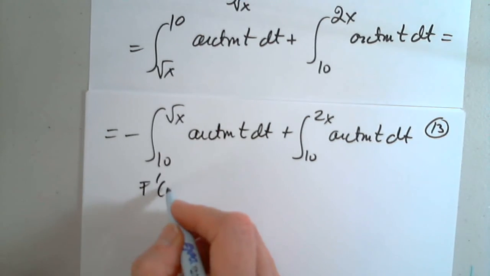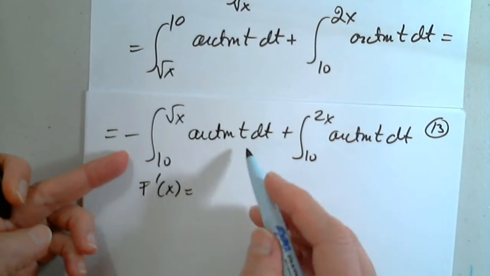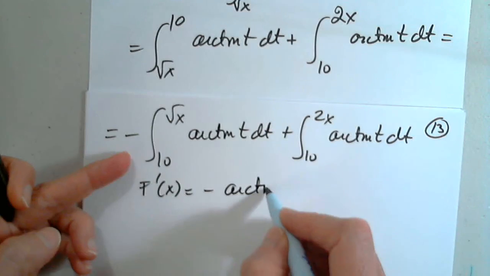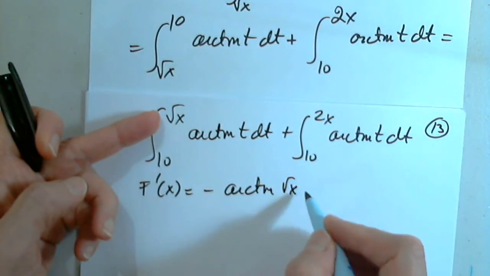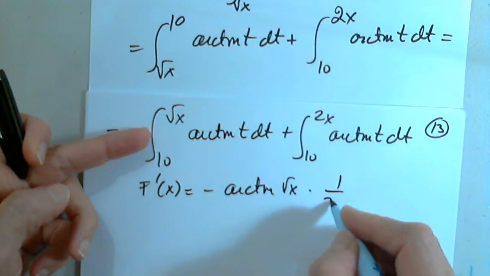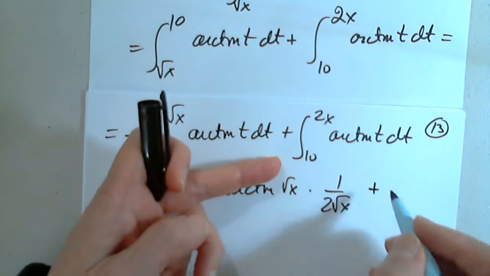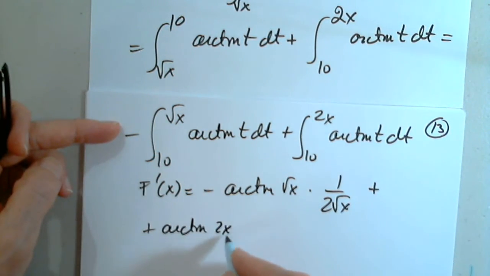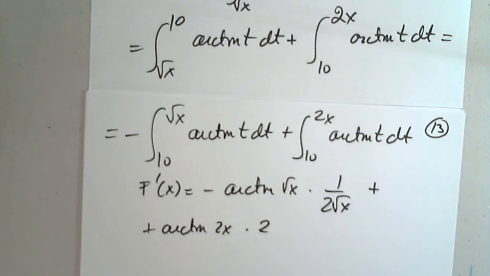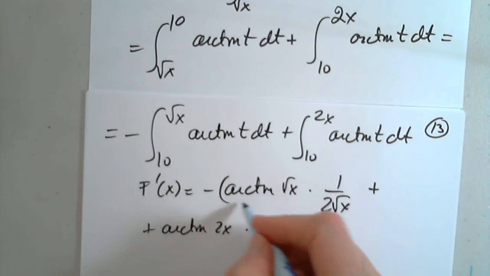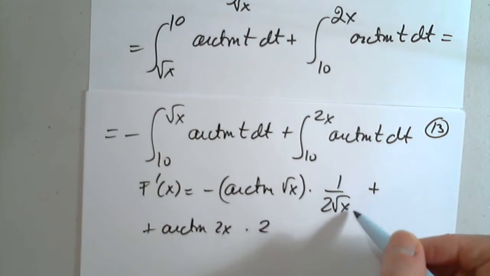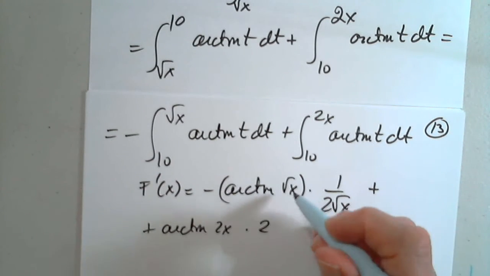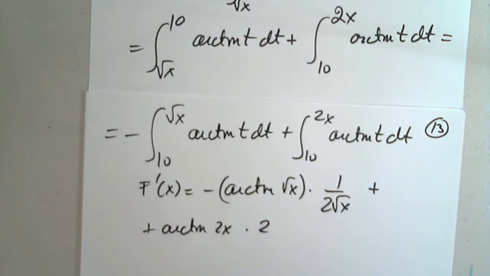And now uppercase F prime. When I differentiate this, I get minus arctangent of the square root of x times the inner function prime. And then plus, I differentiate this piece, arctangent of 2x times the inner function prime. Make sure you are not attempting to simplify anything. This is the argument of this function, which cannot be simplified with anything. The same thing here.